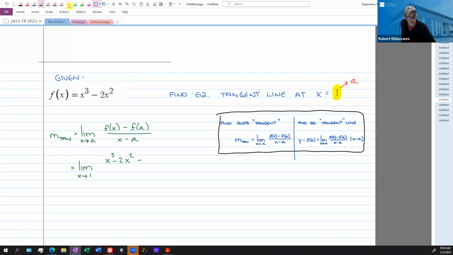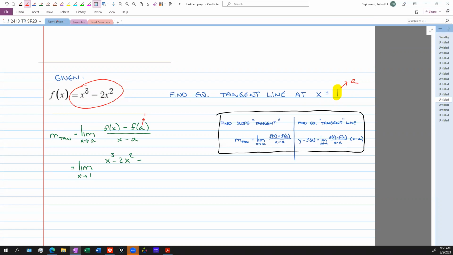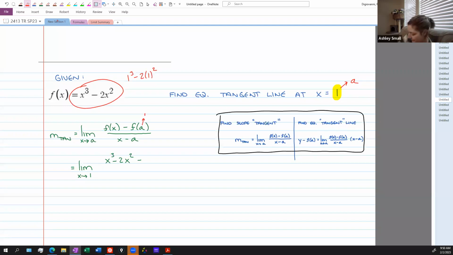Okay, this is tricky. What do we have to do? This is the question that Stephen asked: what does this f of a really mean to us? It means we need to plug 1 into the original function. So what do we get when we plug 1 into this? 1 cubed minus 2 times 1 squared, so it's negative 1. You should get negative 1. Got that, Lewis? Yeah. Okay.